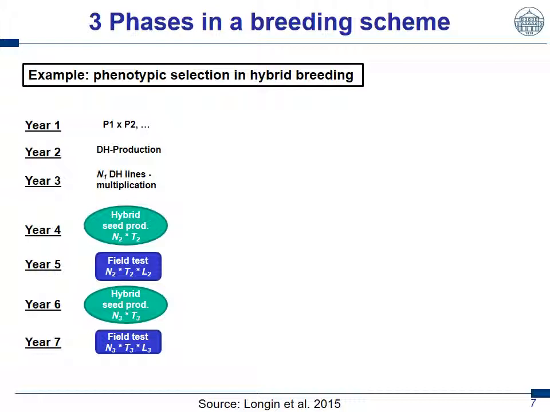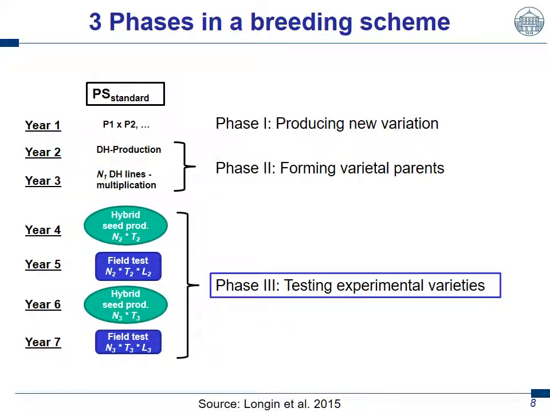And we can partition this breeding scheme into 3 stages or phases. Phase 1 is producing the new variation. That means making crosses in our case. Phase 2, forming the varietal parents. It means making homozygous lines before we select by the doubled haploid method here. And at the end we have the phase 3, where we test our experimental varieties. And on this phase I will focus now a bit more in detail.